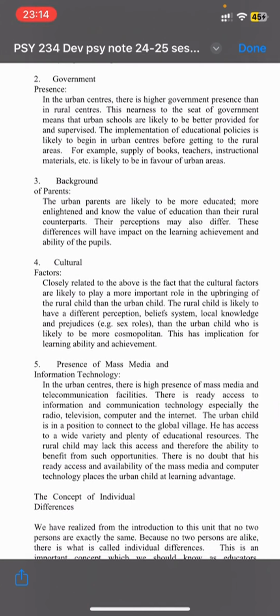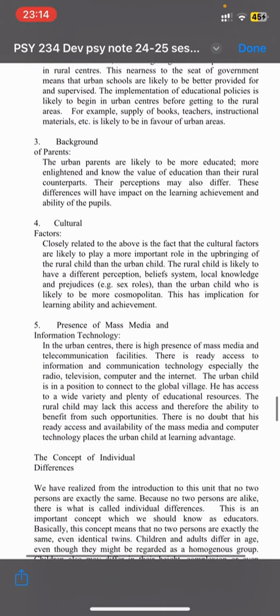Now, cultural factors closely related to the above is the fact that cultural factors are likely to play a more important role in the upbringing of the rural child than the urban child. The rural child is likely to have a different perception, belief system, local knowledge, and prejudices than the urban child, who is likely to be more cosmopolitan.